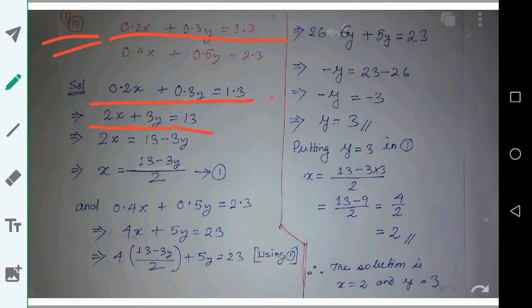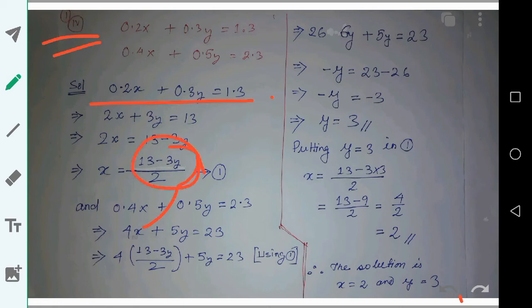So let me express this equation as a value of x. How to do that? Thrice y is on the other side, so x is equal to 13 minus thrice y, divided by 2. Okay, so this is, suppose, equation number 1. The next equation is this one that I have written here. Here also let us multiply both sides of this equation by 10. Now replace this x by this value of x.